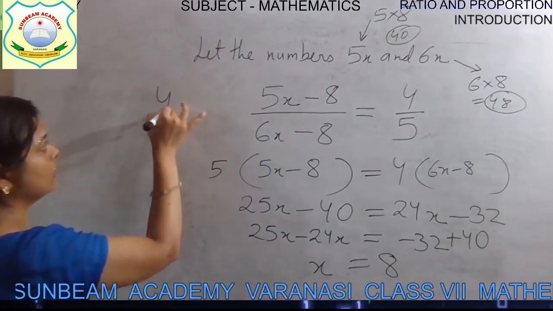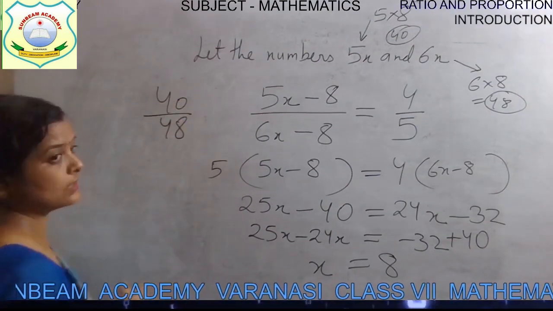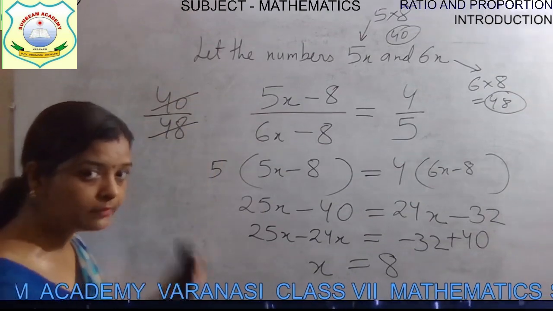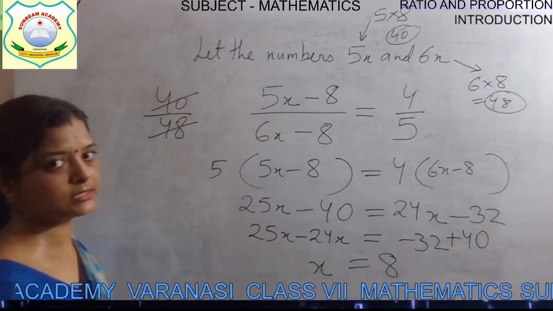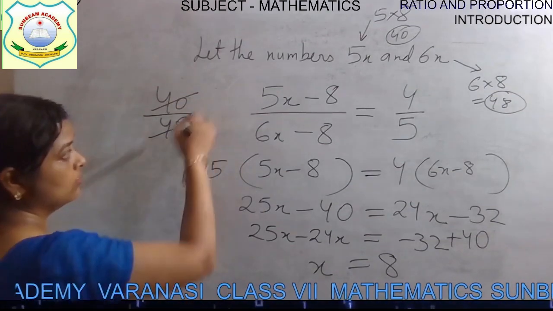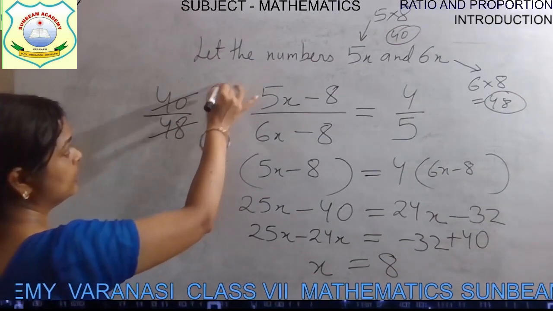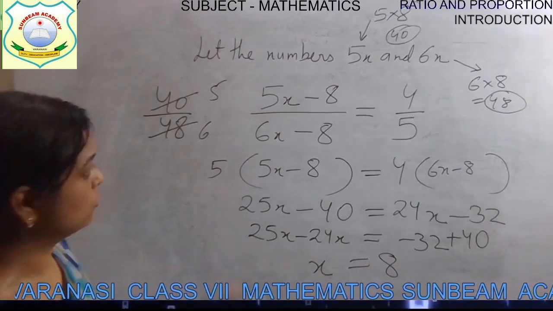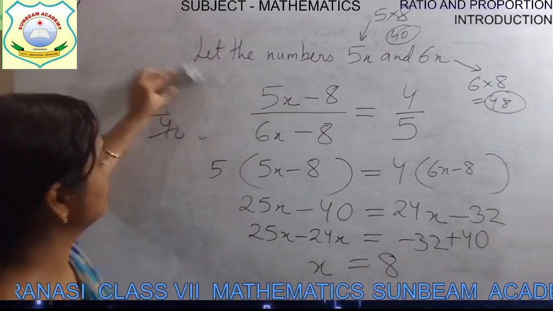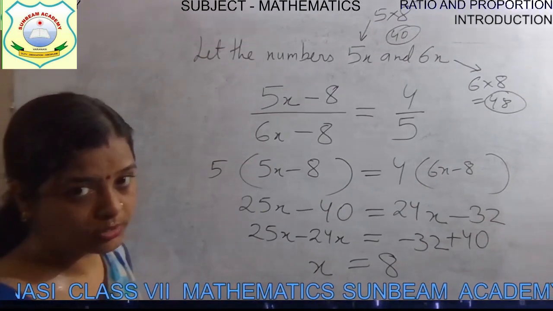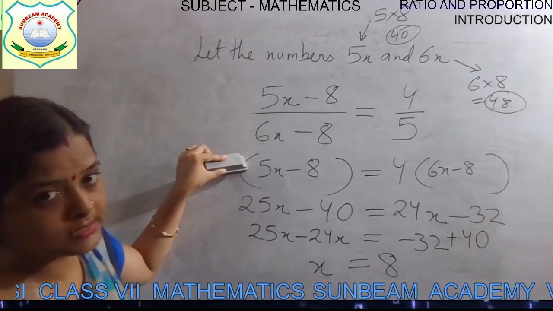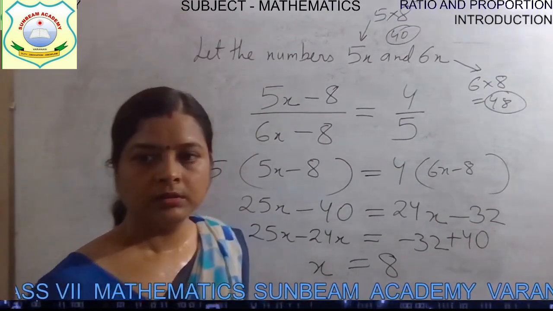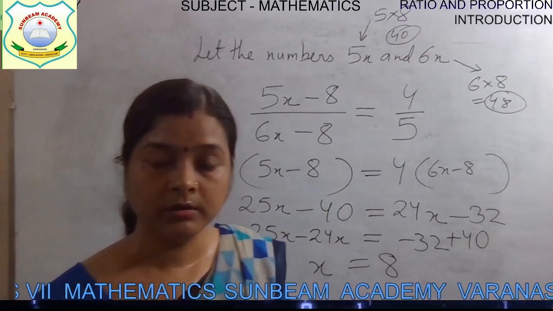See, 40 is to 48. These are the two numbers whose ratio is in the form of 5 by 6. Let's simplify. Simplify, you will get 5 by 6. 8 5s are 40 and 8 6s are 48. Isn't it? So, no need to do this. I am just showing that 40 and 48 are those two numbers whose ratio is 5 by 6. Okay. So, that's all for today's class, children.